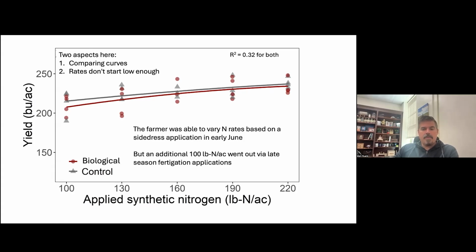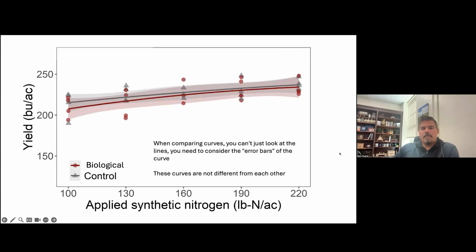on this site 100 pounds of nitrogen went out with late season fertigation, so the minimum rate in the study really is 100, right? When they varied the side dress application, which they did across 5 rates, still the minimum amount of nitrogen that went out was 100 pounds. And is that low enough? Okay, so let's talk about comparing the curves.